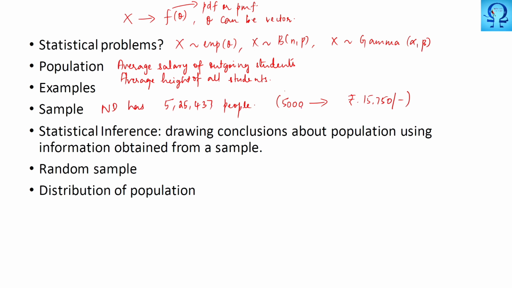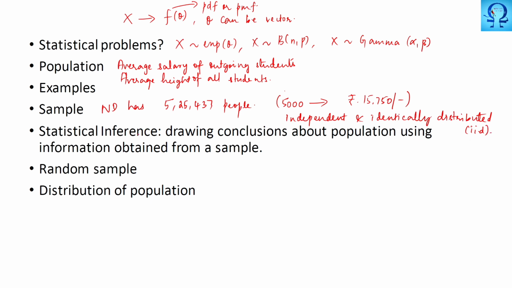Okay, and remember, the chance of selecting these 5,000 people was equal for everyone. There was no bias. Everyone was identical. Okay, and they are all independent. So basically we have to make sure that we are selecting the samples in a way that they are independent and identically distributed. So in short, it is written as IID.